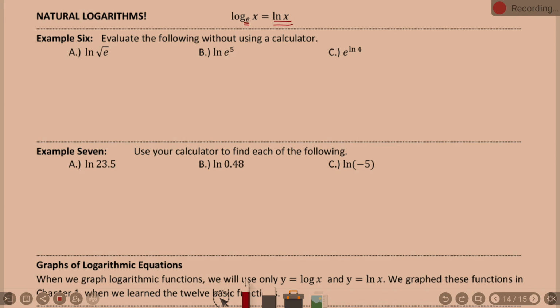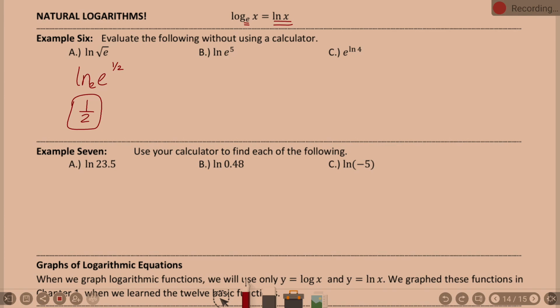Do my log rules still apply? They do. So, natural log of the square root of E. What do you know about the square root of E? It's E to the 1/2. What base is natural log? E. So if it's base E, and it's E to some power, what is this equal to? 1/2, right? This is rule 2 or something from the front side. Are we okay with that?